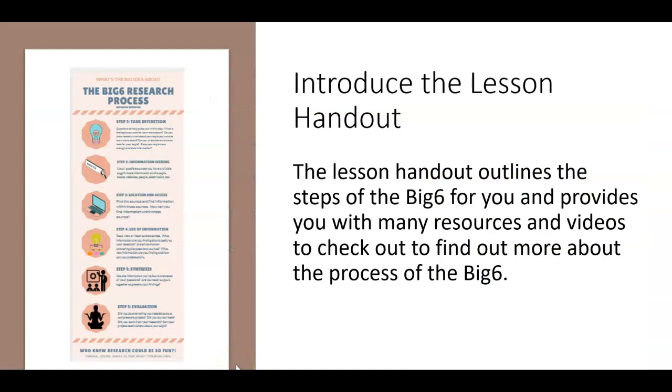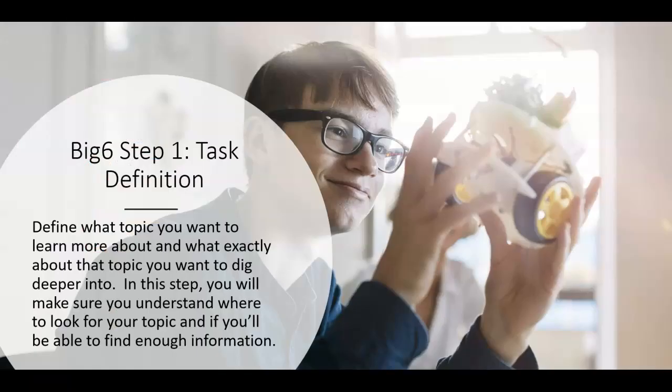So you will be leaving here with the handout. So this handout gives you the 6 steps on the front. The back will give you some resources to see if you need to go back and revisit some more information on the Big 6. So this lesson handout outlines the steps of the Big 6 for you and provides you with many resources and videos to check out to find out more. So in conclusion, let's look back at all the steps.